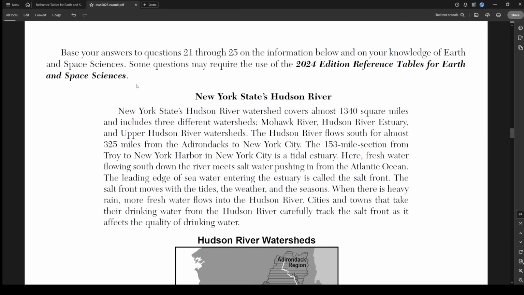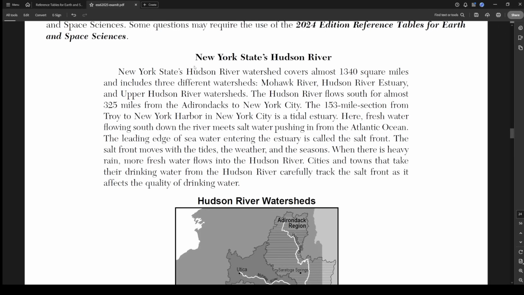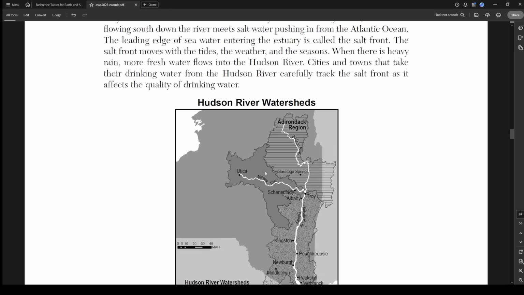All right, base your answers to questions 21 through 25 on the information below and your knowledge of Earth and space. You may require the reference. Okay, New York State Hudson River. New York State's Hudson River watershed covers almost 1,340 square miles and includes 3 different watersheds: the Mohawk River, the Hudson River Estuary, and the Upper Hudson River watersheds. The Hudson River flows south for almost 325 miles from the Adirondacks. Let's look. Here it is, Hudson River. Right there, flowing south from the Adirondacks.